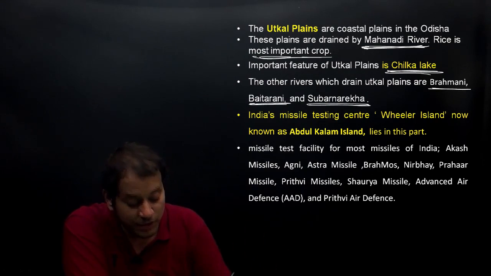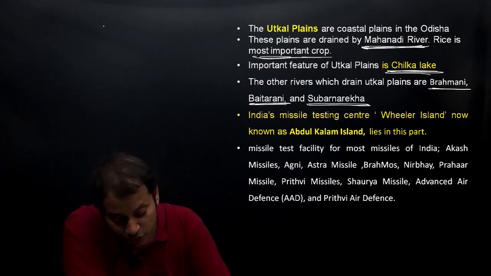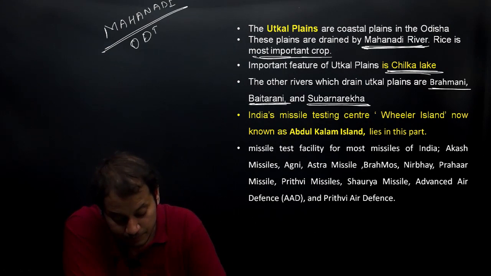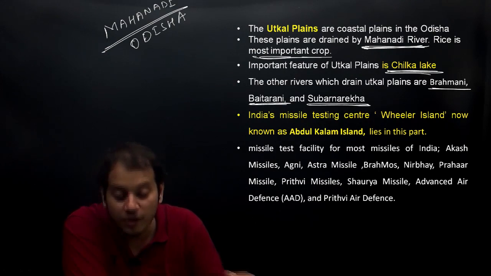But the most important river is the river Mahanadi. So when you think of the Utkal plains, the river Mahanadi should come to your mind. And when Mahanadi comes to your mind, the state which should come to your mind is Odisha, or Orissa.